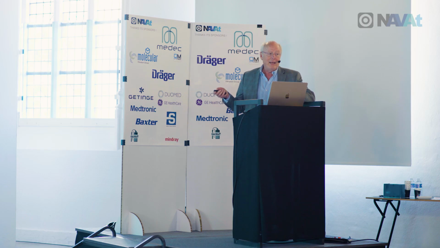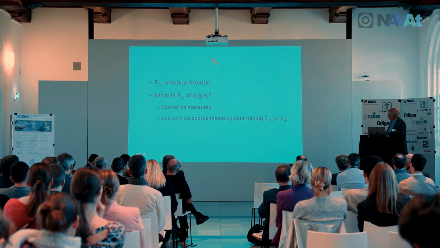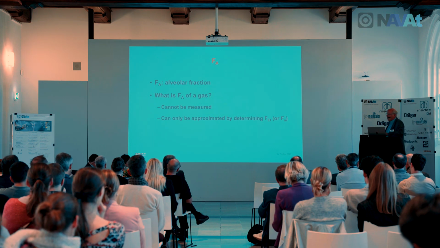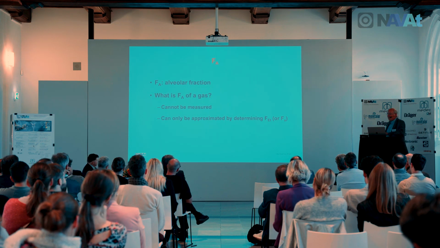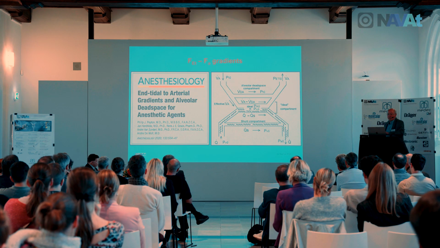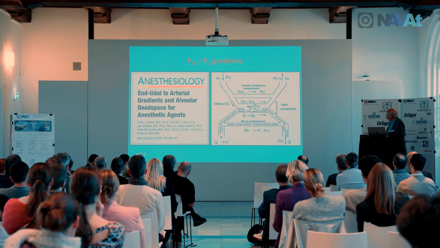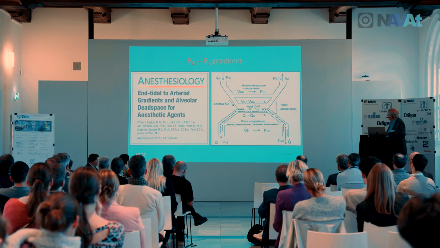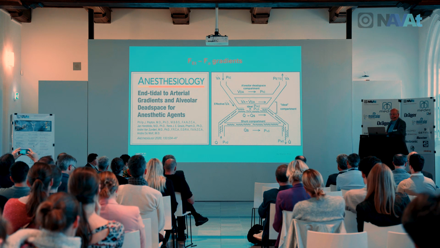What is FA of a gas? We cannot measure it directly because we don't have access to the alveoli. It can only be approximated by determining end-tidal fraction of the gas or arterial. But since arterial measurement of the partial pressure of an agent is not that simple to do, we can almost exclude that completely. This is a diagram that was used by Philip Payton in one of his studies published in 2020, and that shows the gas exchange process in the lung.